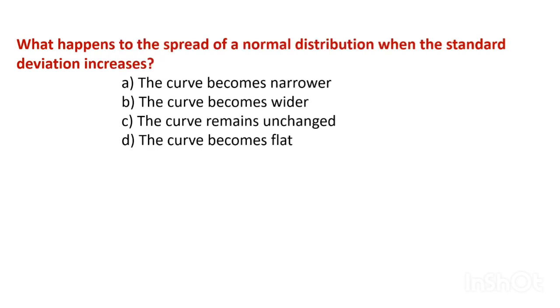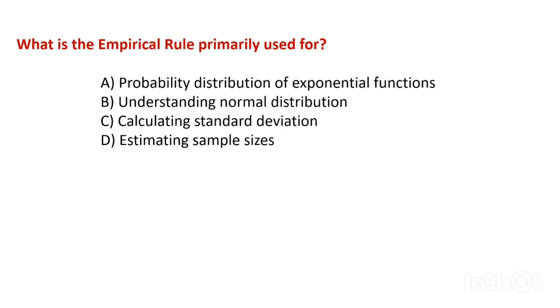What happens to the spread of a normal distribution when the standard deviation increases? Generally, as the standard deviation increases, the curve of the normal distribution becomes wider and flatter, so the correct answer is option B. What is the empirical rule primarily used for?